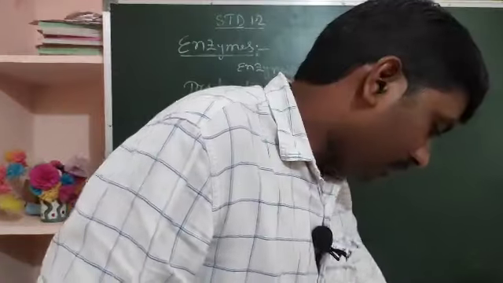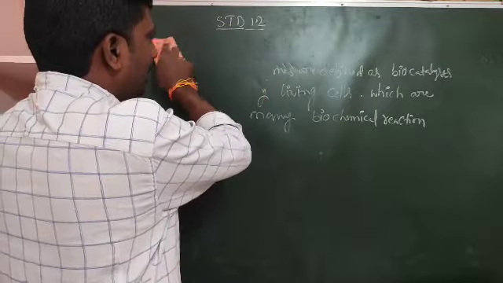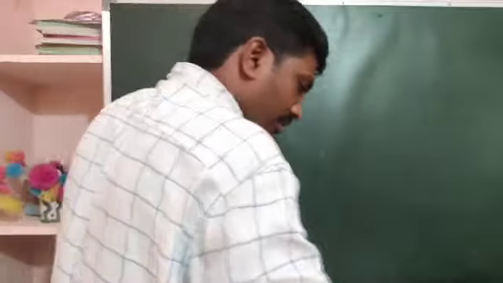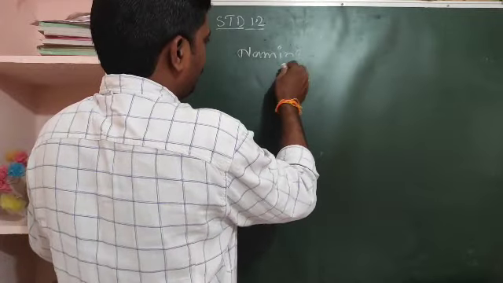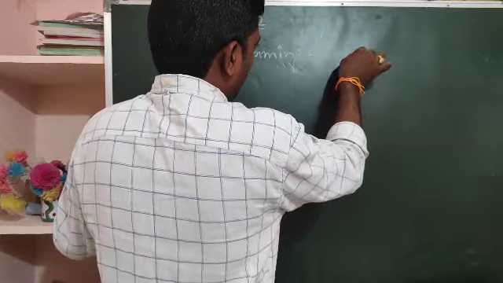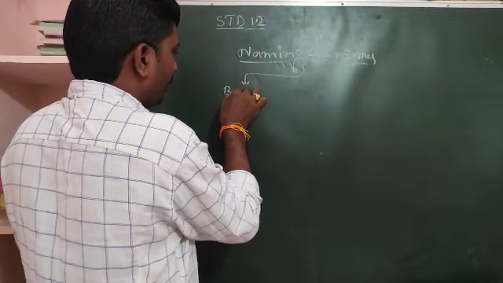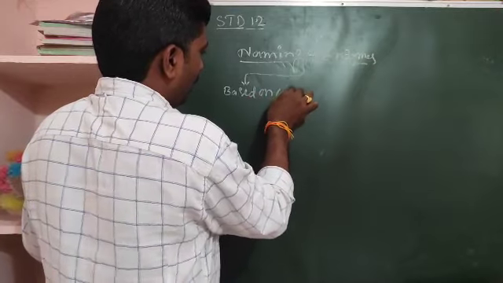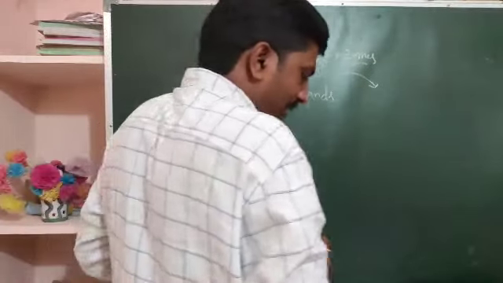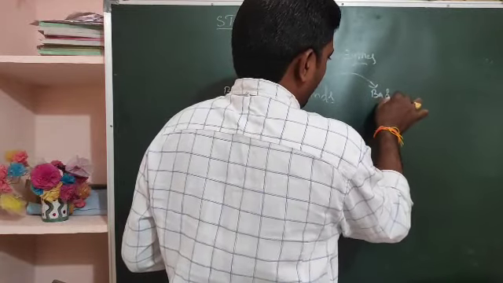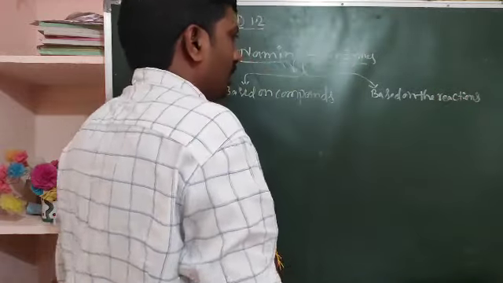Based on that, enzymes are classified by naming. Naming of enzymes is based on two types: first, based on the compound or group of compounds, and next, based on the reaction. I will tell what those reactions are.